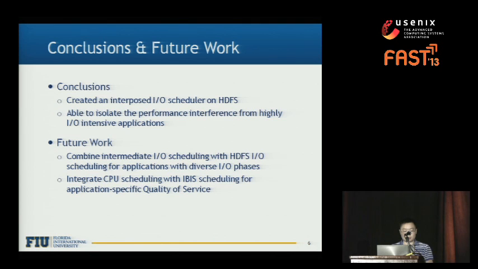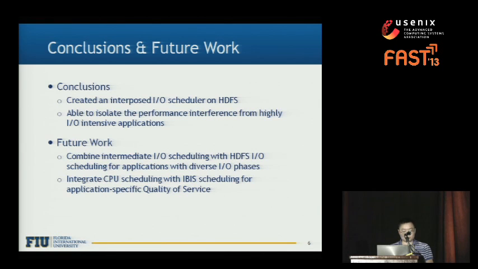And in the future, we hope to combine the intermediate I/O scheduling with HDFS I/O scheduling because, as I mentioned before, there are multiple phases of I/O for each job, and during those different phases, they may go through different channels to perform I/O activities.